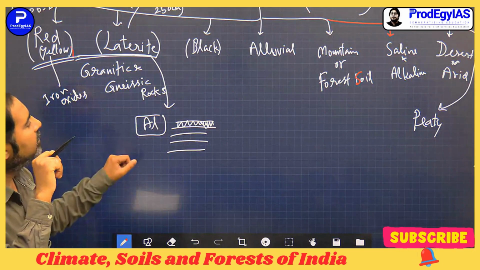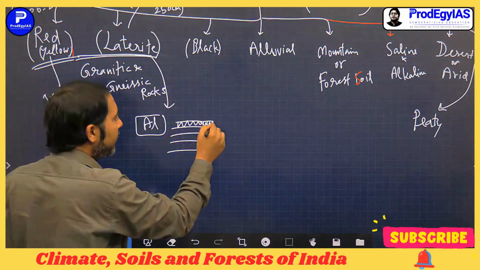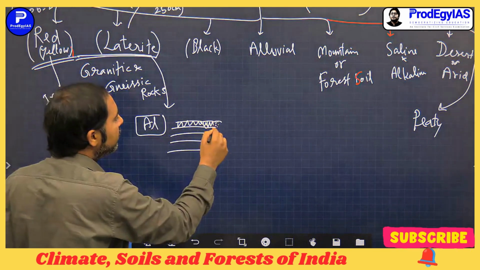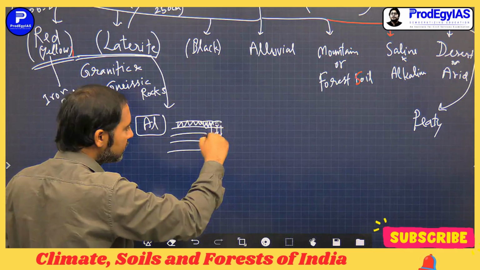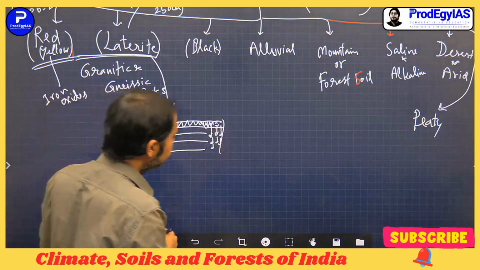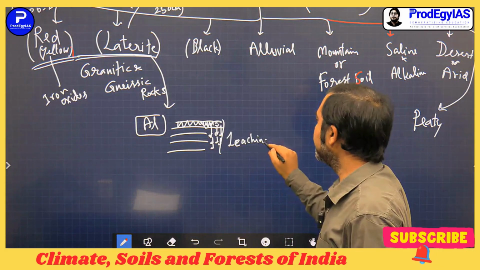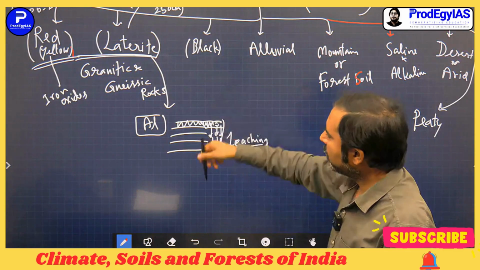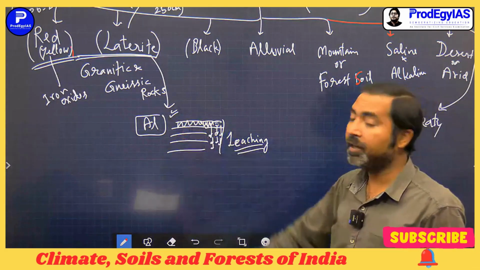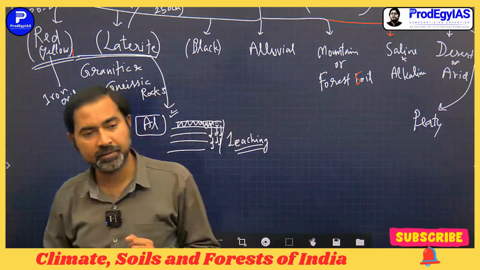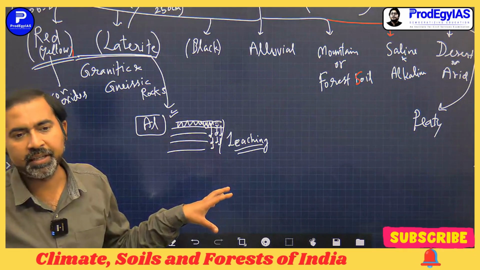What happens is that because of the high rainfall, the basic materials and other materials, even some of the humus, go to lower layers. This is called leaching. So because of more leaching effect, all the material goes to lower horizons, but in the upper horizons, alumina remains. That is why these are the same areas where you will find bauxite.